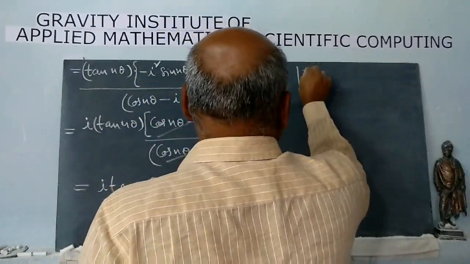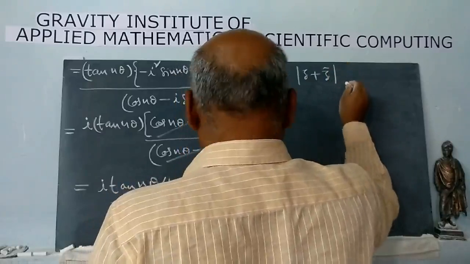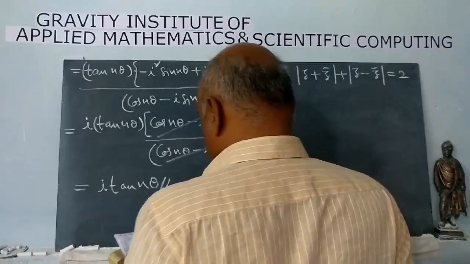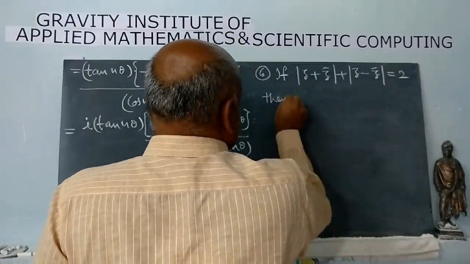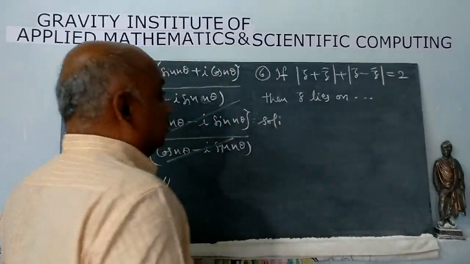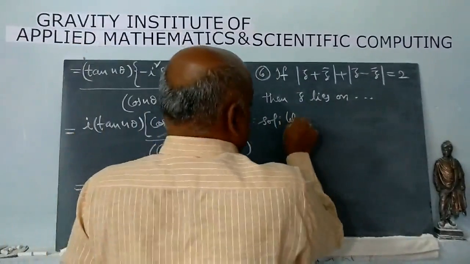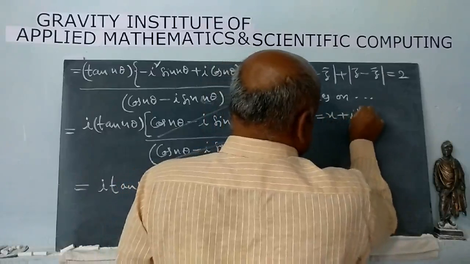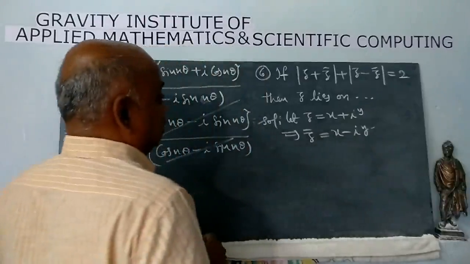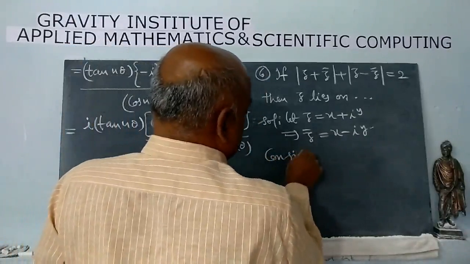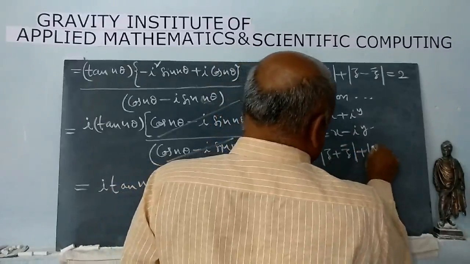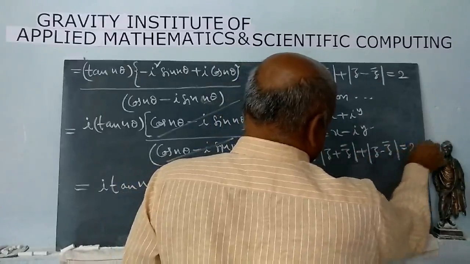If |z + z̄| + |z − z̄| = 2, then z lies on... Here z is a complex number. Let z = x + iy. This implies z̄ = x − iy. Consider |z + z̄| + |z − z̄| = 2.